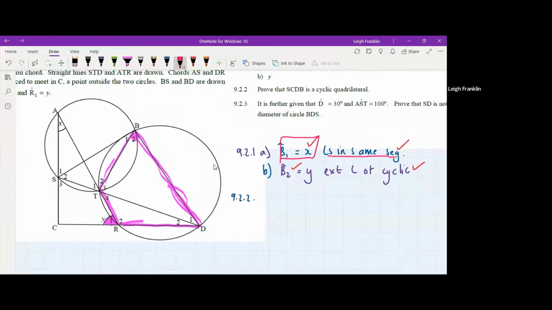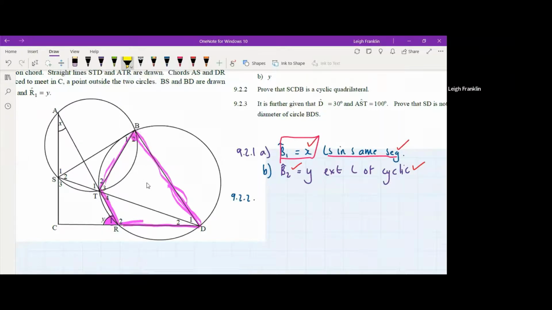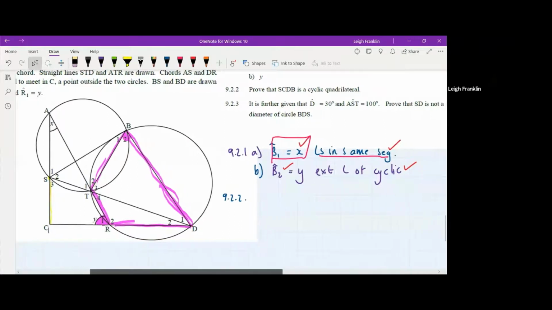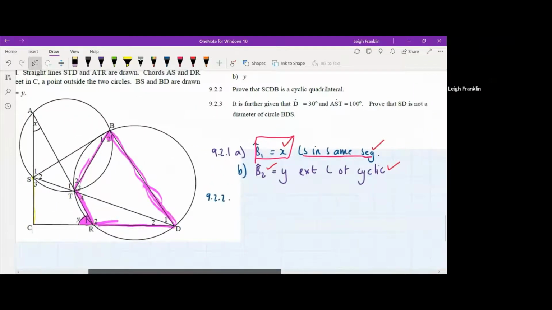Okay, perfect. All right, now another question. Prove that SCDB is a cyclic quad. So now let's go and get our highlighters. Hopefully I'm going to draw this better than I did the last one. S, where's S? There. Ma'am, please shift the diagram a bit to the right, so I can see the questions. A little bit to the right, no problem. There you go. How's that? Yeah, that's perfect.